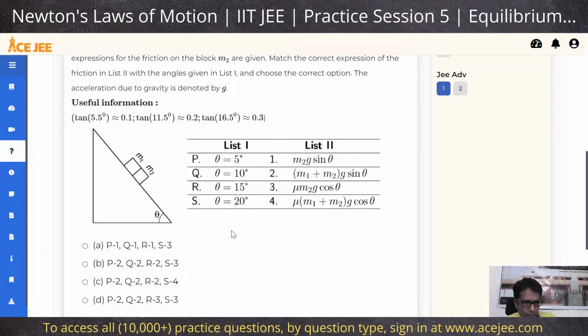Sir, I'm getting option D. You getting B for Bombay or D for Delhi? D for Delhi. Yes, sir. Okay. What is your critical angle, beta? Sir, approximately 11.5.